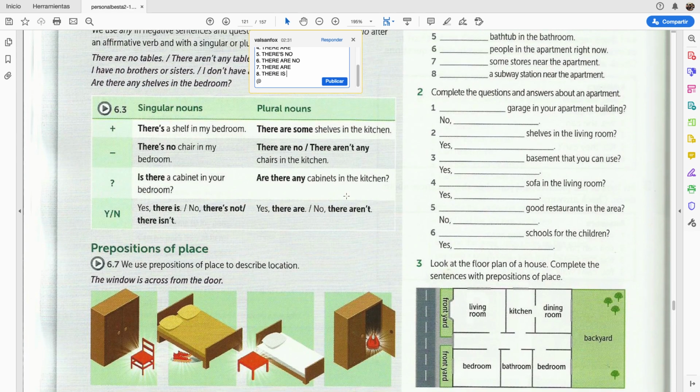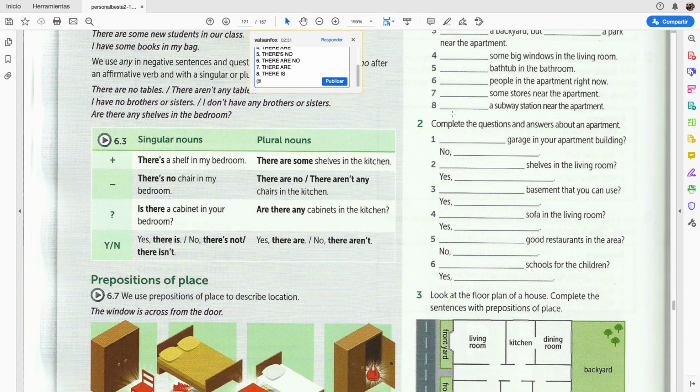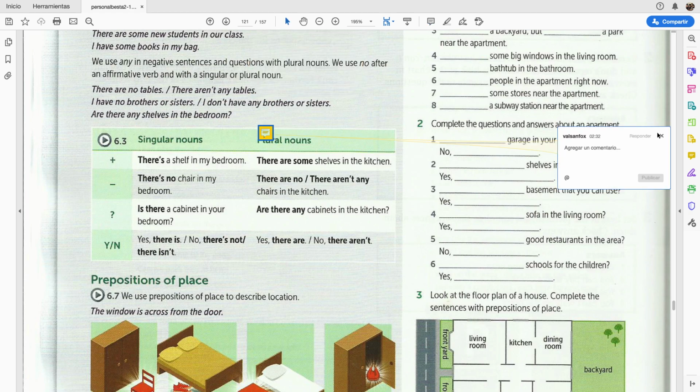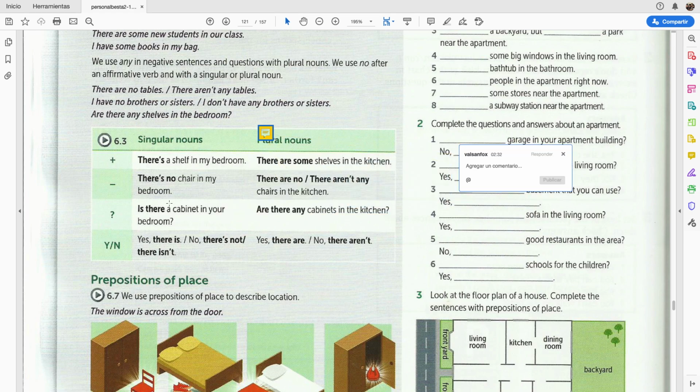Now, in interrogative form, we need to complete the questions and the answers about an apartment. Okay, we need to complete information about an apartment. So guys, if it is a question, what do we need to do here? Remember, what do we do? It's very simple. You change the position. There is, is there. There are, are there. And always, if it is a question in plural, we say any. And if it's a question in singular, we say a.